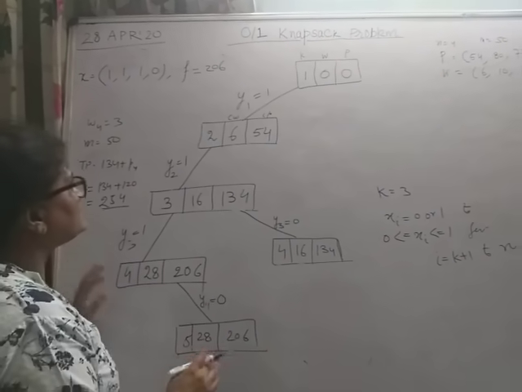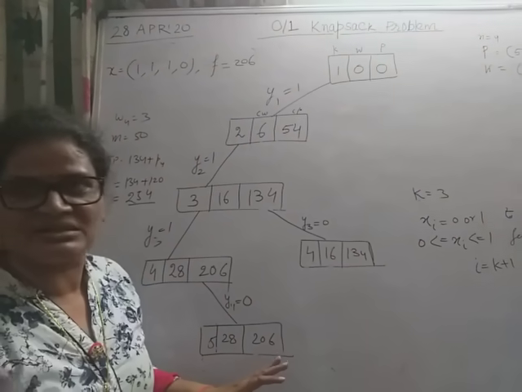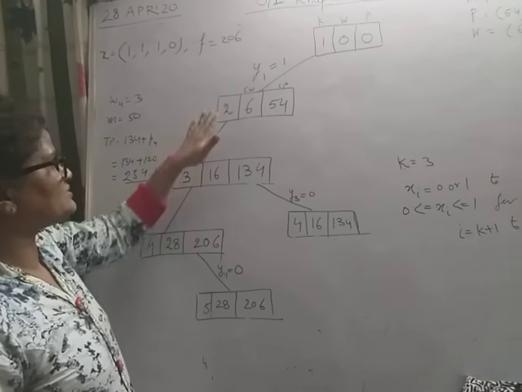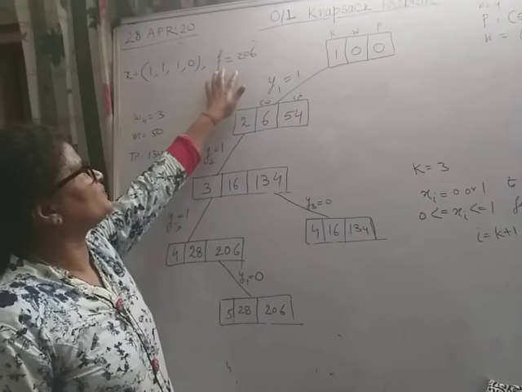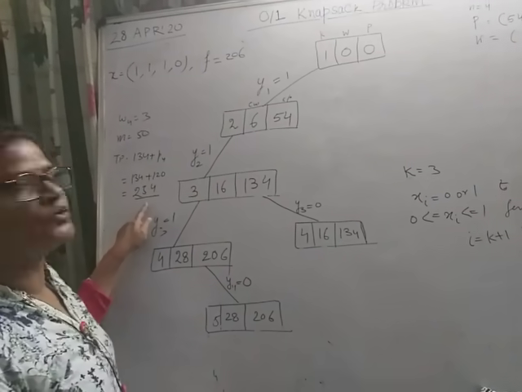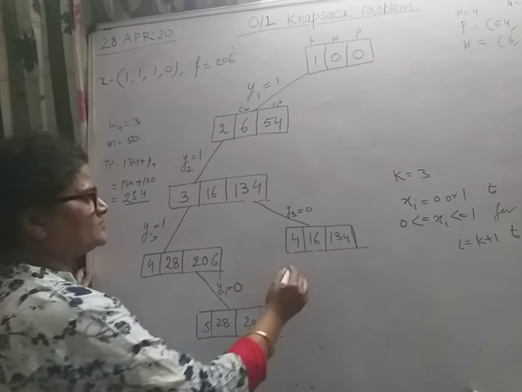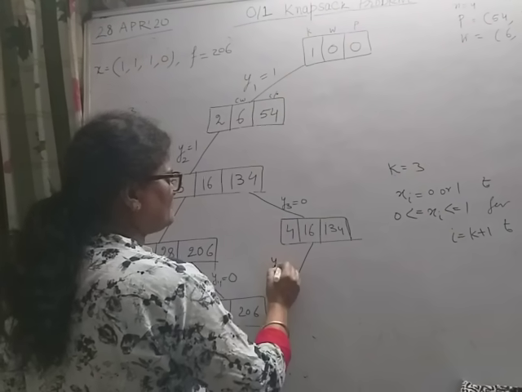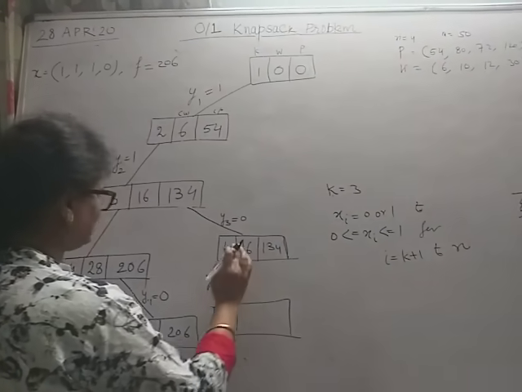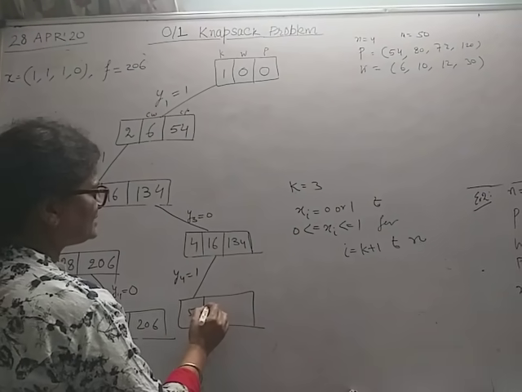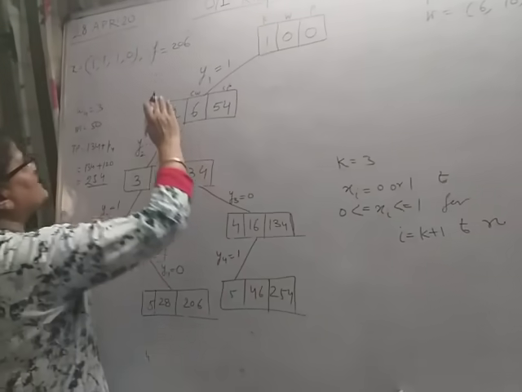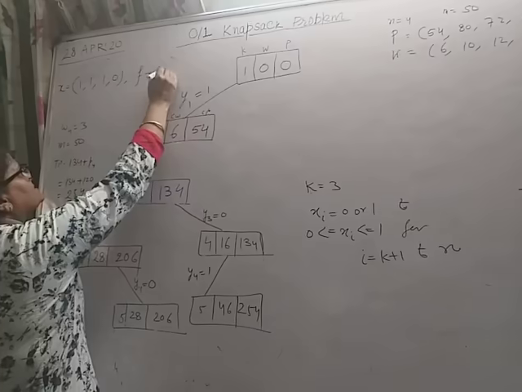Here only one solution vector is required. For the solution vector generated so far, the profit is 206, and if we go this branch, then the profit is 254. So we go here with y4 equal to 1, and 16 plus 30 is 46, and the profit is 254. So the best profit is updated. Sorry, this one is 206.